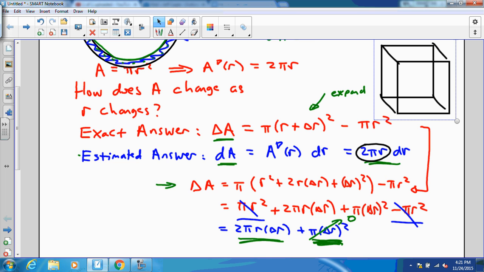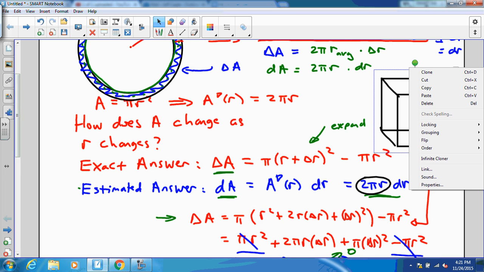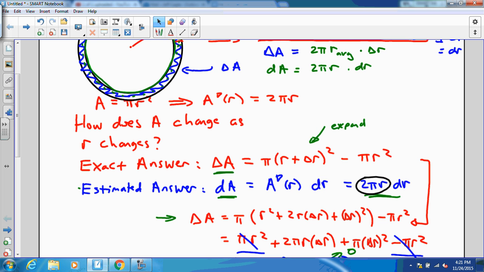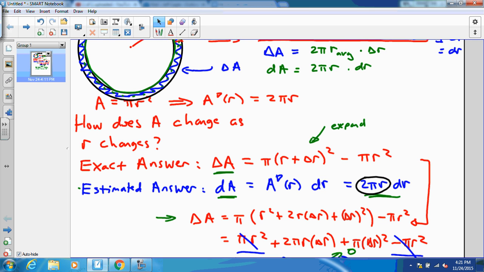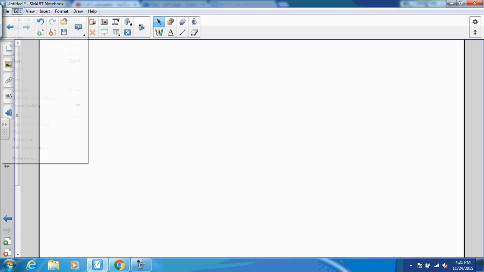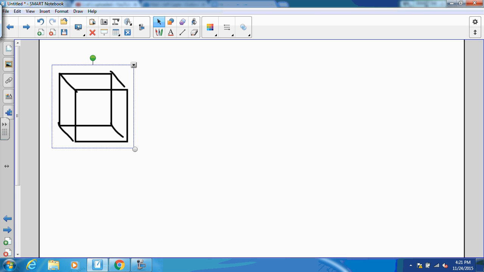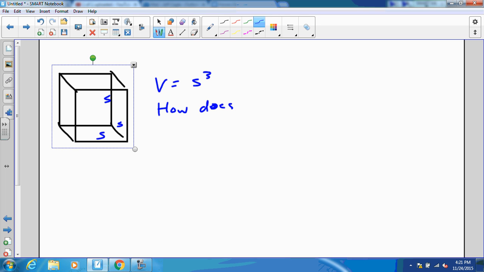Let's come back now to our cube. We have a cube over here. We'll put them on a new page. And I want to do the same thing with the cube. Oh, come on. There we go. I want to do the same kind of thing with the cube that we did with the circle. Let's give our cube a side of S, and from that we can compute the volume. The volume, of course, is S cubed. And I want to ask the question, how does the volume change when the side changes?